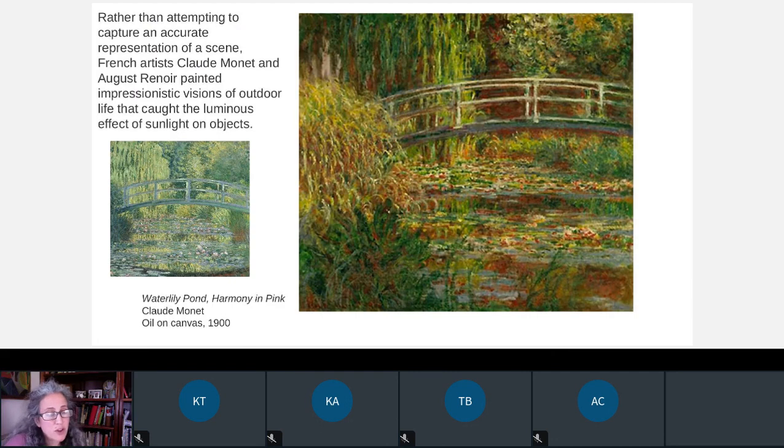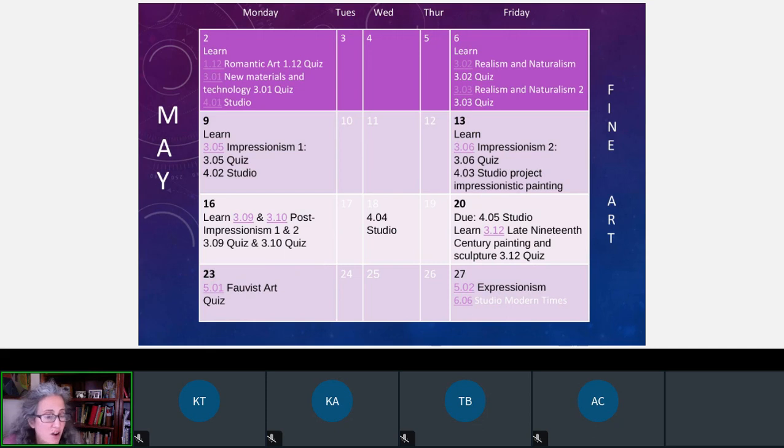For example, the water lilies, which is meant to look real, but meant to look like the light is supposed to look like the way the light plays on reality. But then we went from there to art that was really not meant to look real, that was completely symbolic. And then we talked about post-impressionism, and Gauguin and Van Gogh in 3.09 and 3.10. So I can review those quizzes for you if you haven't taken those.